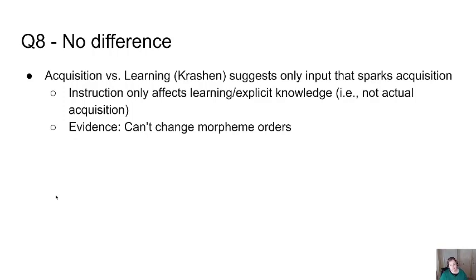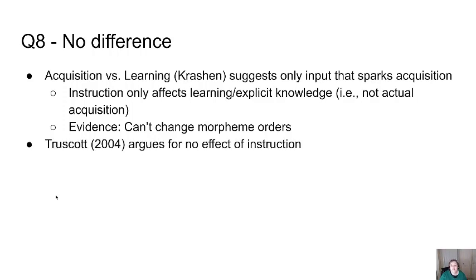So the evidence that he would put forward is the morpheme orders that we talked about back in the chapter on orders, which I think was Q4. I don't remember anymore. But anyway, you can't change your morpheme orders, right? The orders that you learn them in are the same. So what he would say is therefore instruction is not actually changing your acquisition.